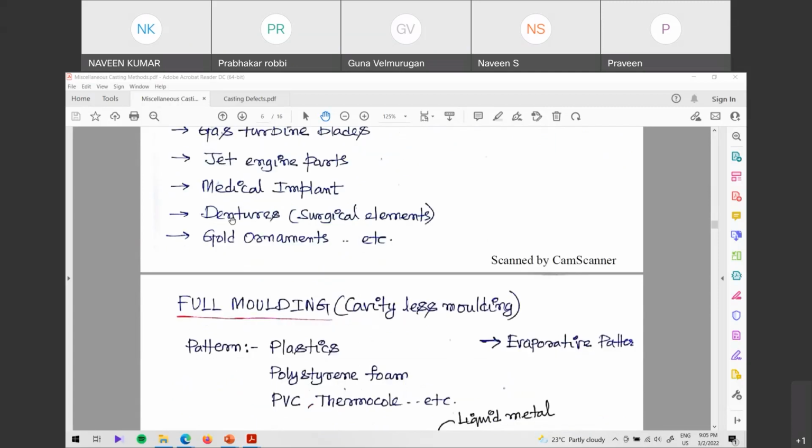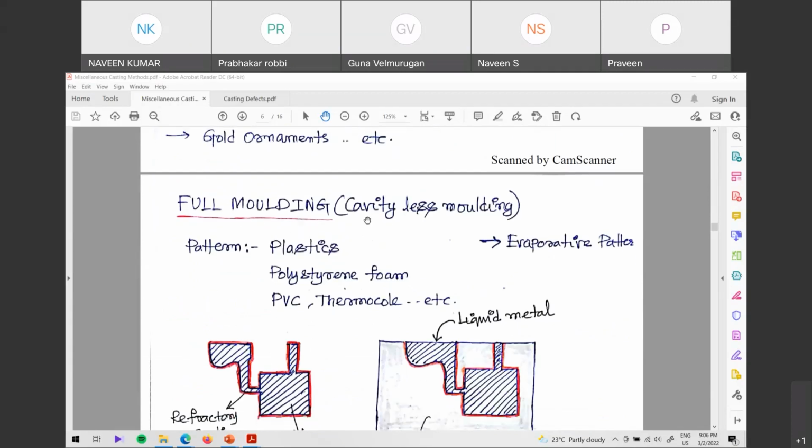Fine. So that is investment casting, also known as lost wax casting, and I also told you why it is lost wax. Fine. Now this is called full molding. It is also known as cavityless molding. Obviously, I'll come to this cavityless molding. Why is it cavityless molding?